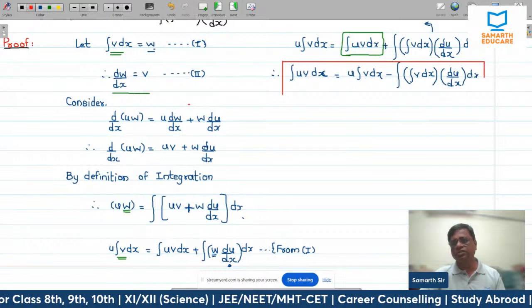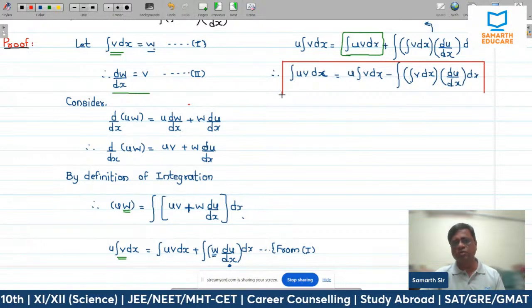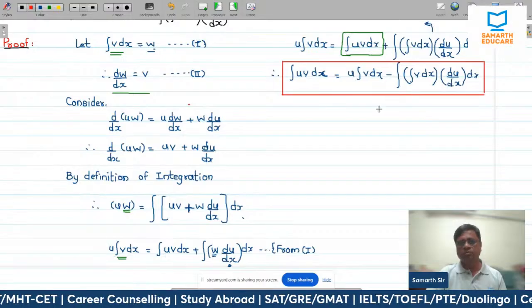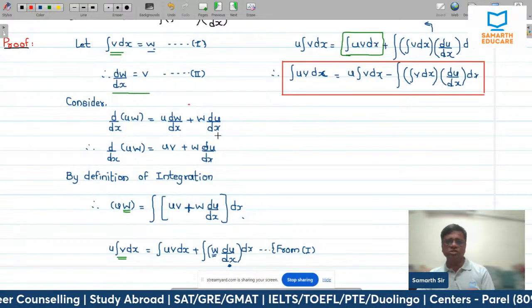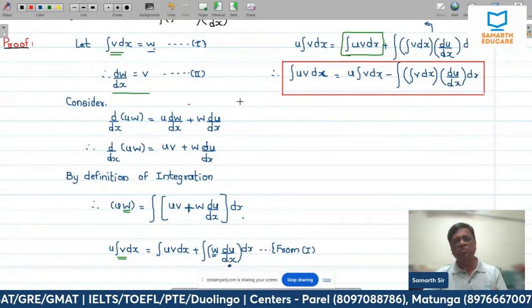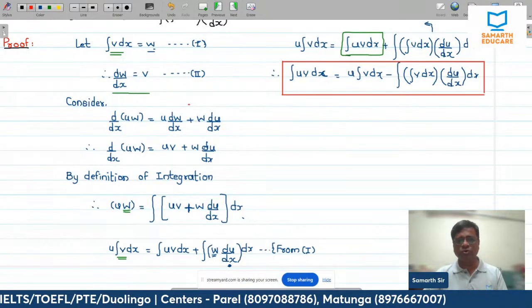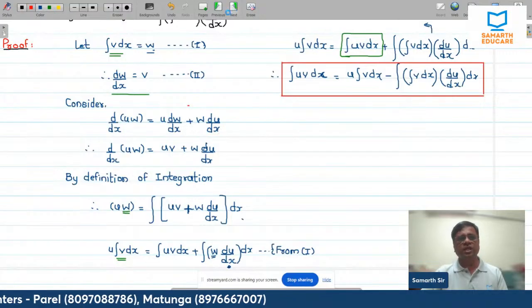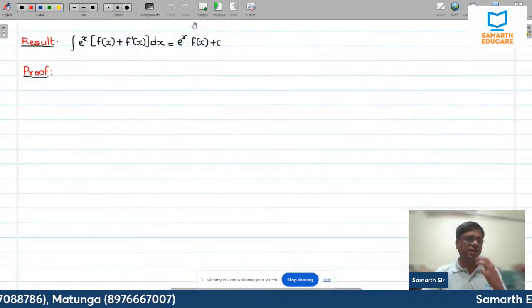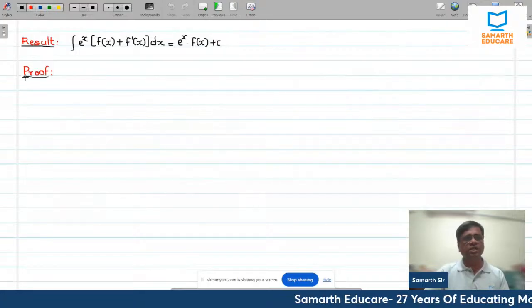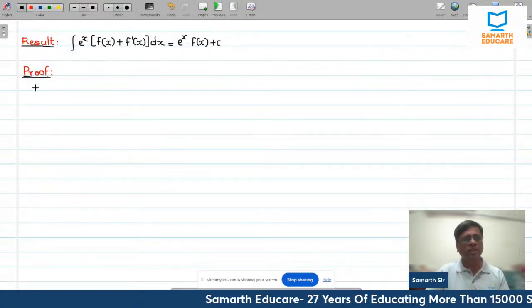of integration. Of course, there is one more result that I'll be taking in the next page, right? So this is also called integration by parts. We will discuss more about it when we discuss types of problems. All right. Now come to the next, that is the last result, absolutely the last proof of integration that we are doing right now, right?